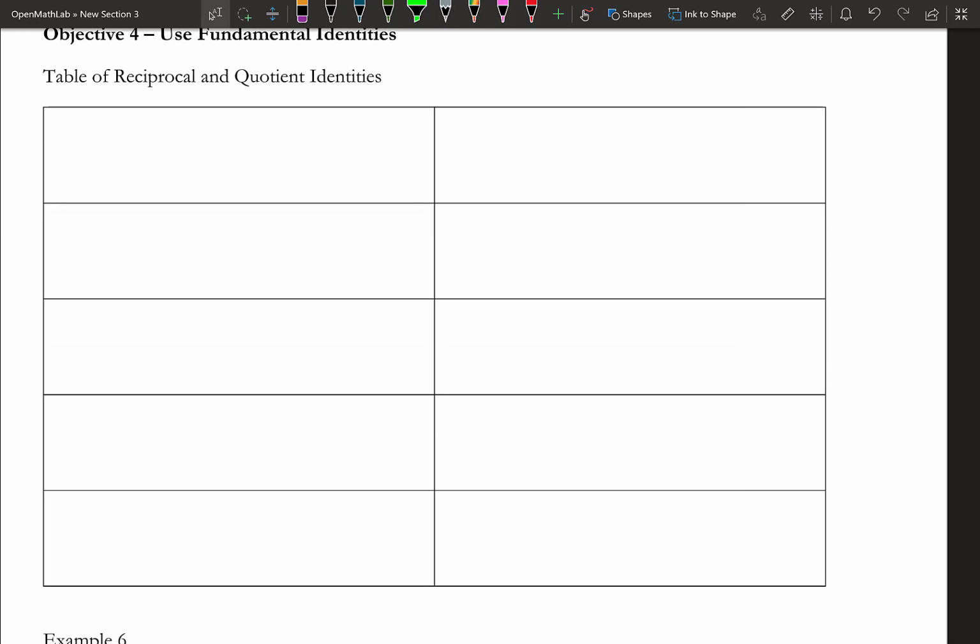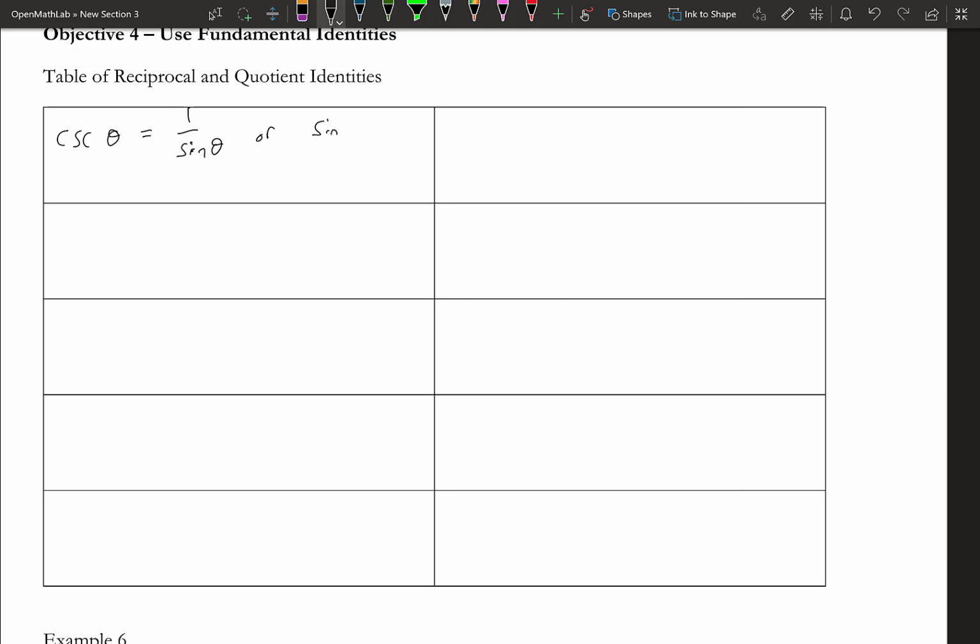All right, so now I want to fill in a table of reciprocal and quotient identities. So the first one, and we've looked at some of these. The last two rows we haven't looked at yet. So the first three are stuff that we've already done. So for example, understanding that cosecant of theta is equal to 1 over sine theta. So I've already introduced that.